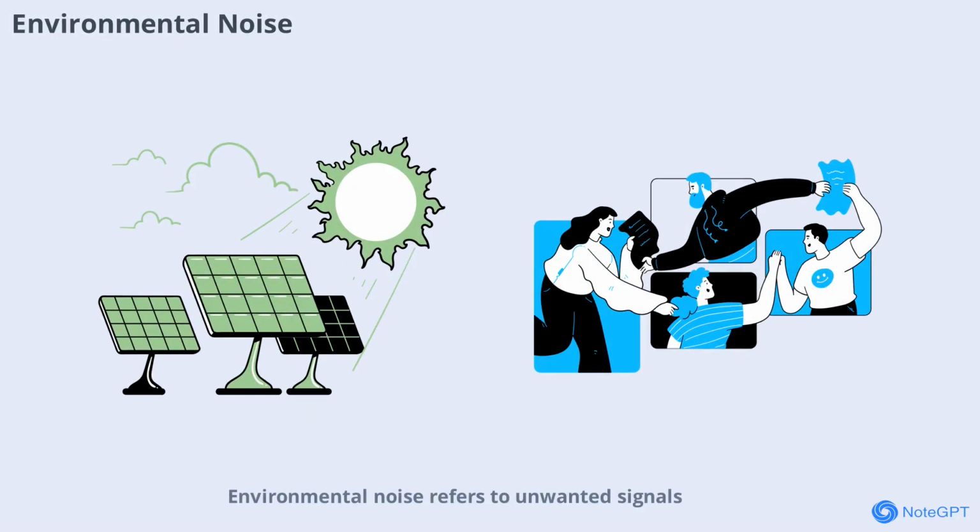Environmental noise refers to unwanted signals that originate from the surrounding environment. This can include electromagnetic interference from nearby electronic devices, power lines, or even solar activity. Environmental noise is often unpredictable and can vary depending on location and time. Communication systems must be designed to withstand these fluctuations and maintain reliable performance.